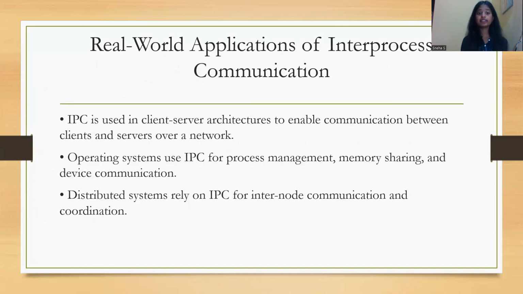So now let us see the real world applications of interprocess communication. Interprocess communication is used in client-server architectures, which means whenever clients and servers have to interact with each other over a network, then we use IPC mechanism. Next, it is used for process management, memory sharing, and device communication. Distributed systems rely on IPC for inter-node communication and coordination.